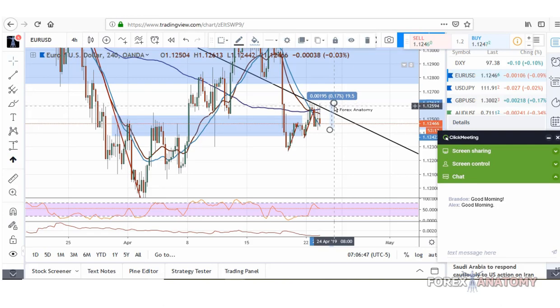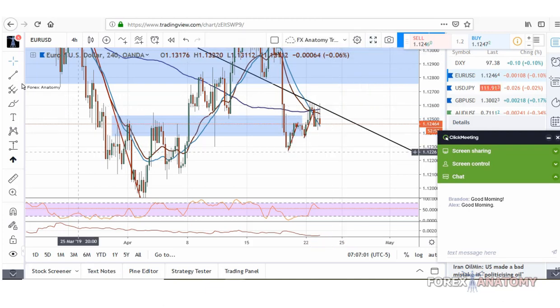So we really didn't see too much price action yesterday. Of course, that low liquidity, that low volatility is still carrying on. But I believe we should see a break to the downside eventually.